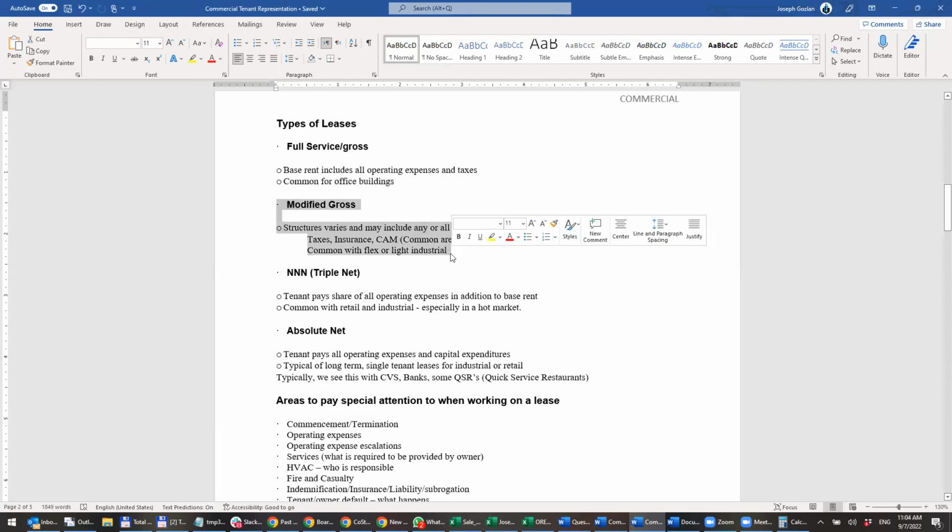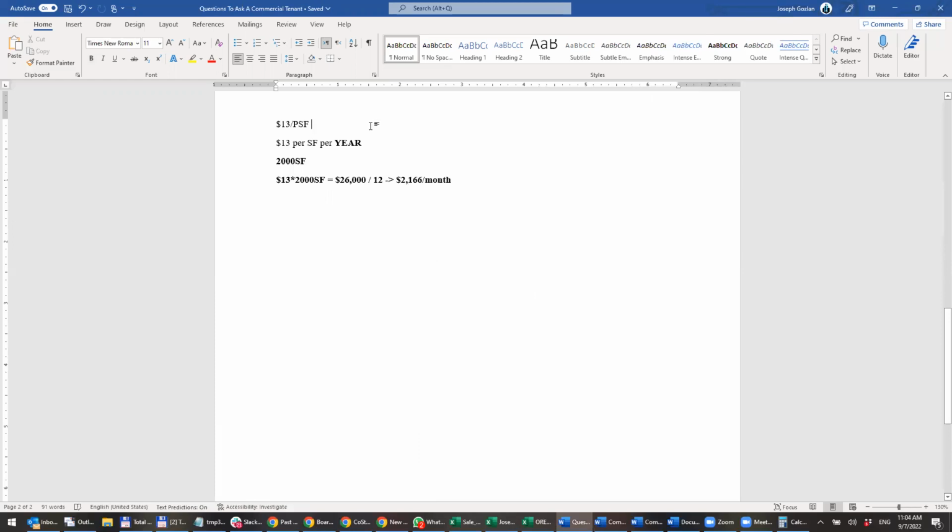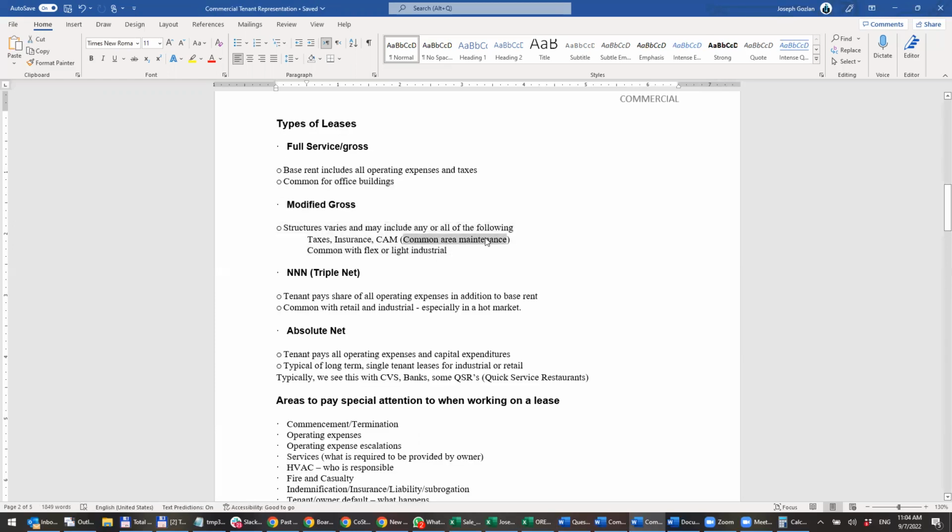Modified gross is, you're going to see this plus CAM. CAM stands for Common Area Maintenance, which means if the owner had to change the exterior lights, clean the parking lot, or pay for the dumpster to be taken away every other week or every week or 3 times a week, whatever it is, the common area maintenance is getting charged back to the tenant, and it's a direct charge, right?